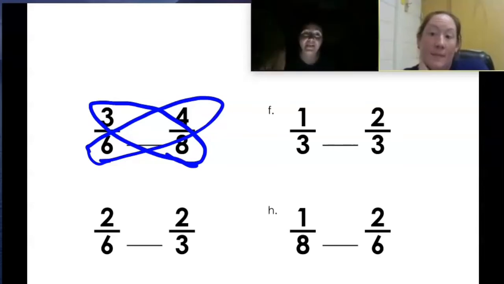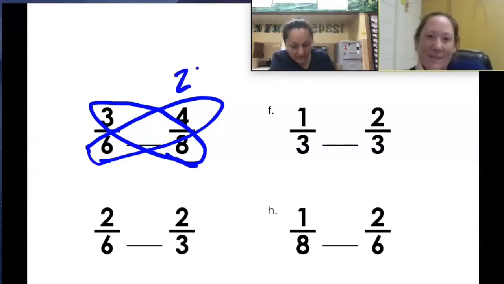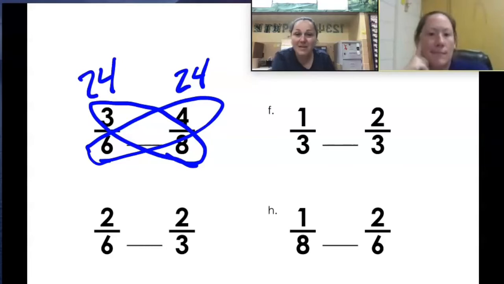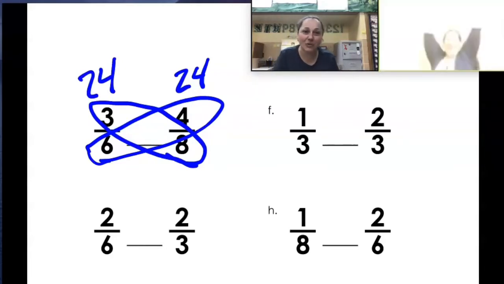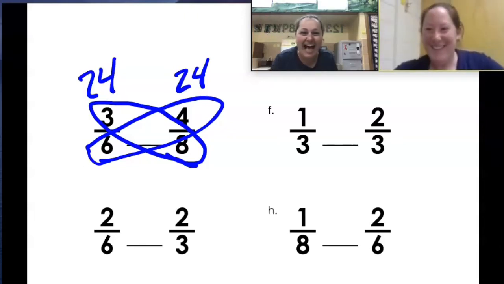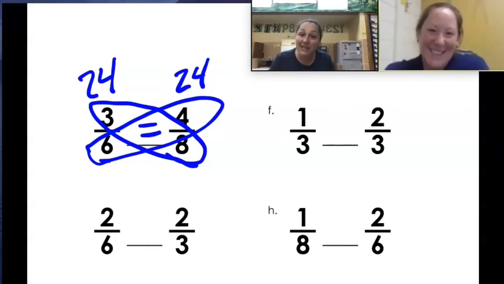Oh, bottoms up. Woo! In the dark. Shoo! Coming back at you. All right, I'm going to multiply bottoms up. So 6 times 4 is 24. 8 times 3 is 24. Oops. These numbers are the exact same. Mrs. Morgan went in the dark too. Come on back. These are the same. So I'm going to say these are equal.